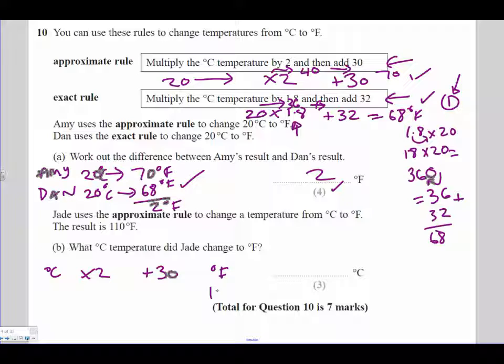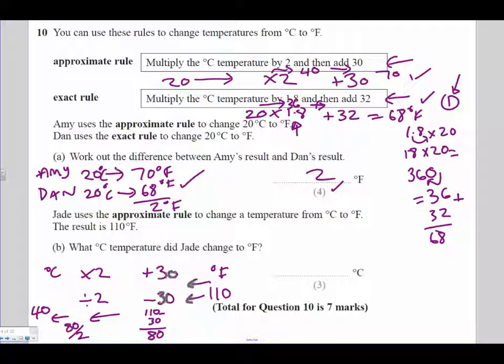Now, because we've been given degrees F, we're going to go backwards on our little function machine. So instead of adding 30 when you go back the other way, you do the opposite. Instead of multiplying by 2, we divide by 2. So when we put 110 in, the first thing we do is 110 take away 30 gives us 80. So we're going to stick 80 in, and then the next thing we're going to do is divide it by 2, so that 40 is the degrees C that we need. So 40 degrees C would get you 1 mark, and the 2 calculations done correctly to get you to the 40 will be your other 2 marks for this question.